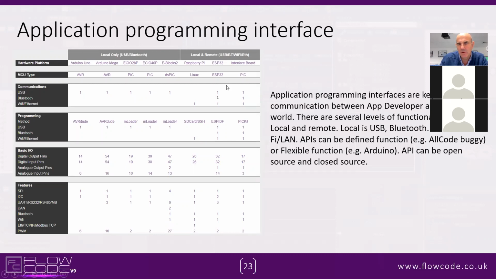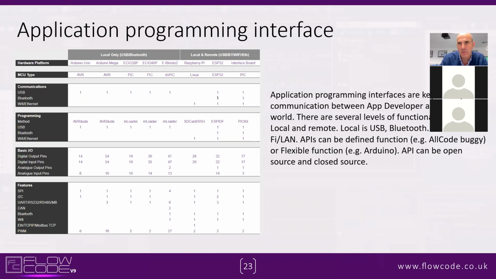Here's a table. It'll be on the presentation. You can look at it, but basically, here's a load of targets. Raspberry Pi, ESP32 is supported, Arduinos, whether they're local, remote, how many input-output pins they have, what comms and so on they have. And so with this launch of App Developer, you've got a really good choice of the input-output devices that you can use with App Developer.